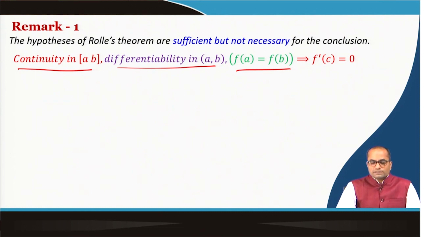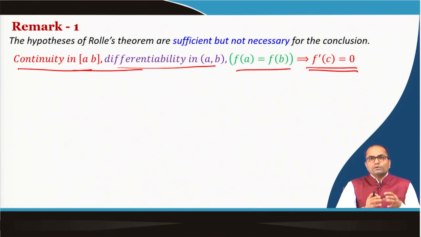So, if these conditions are met, then we have the conclusion that there will be a point c in the open interval (a, b) where the derivative will vanish. So, these are sufficient conditions, not necessary. What do we mean by that?